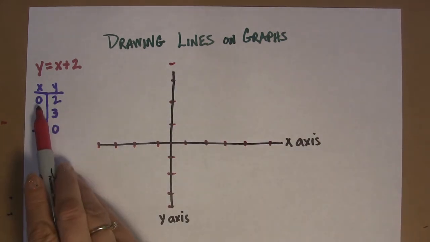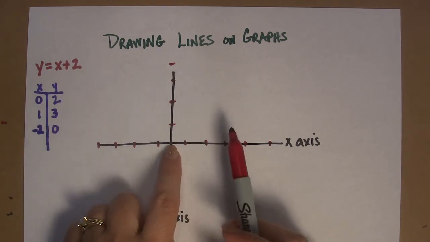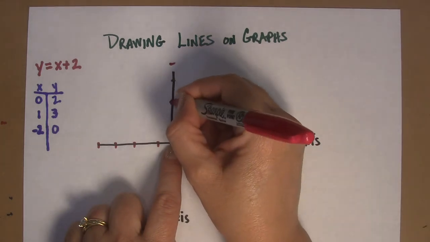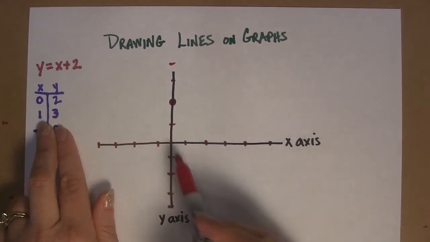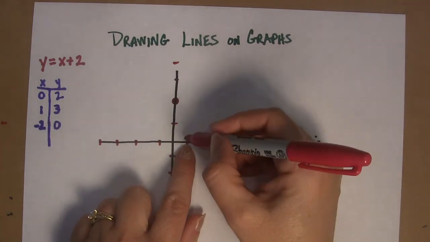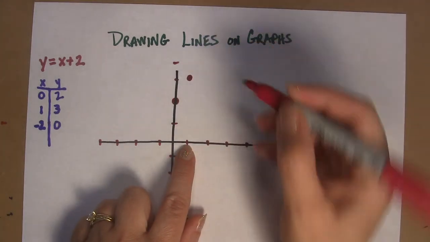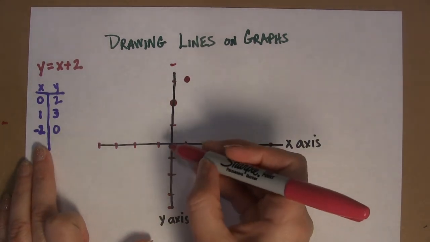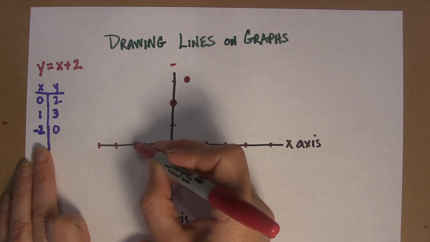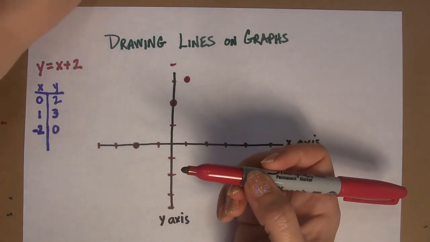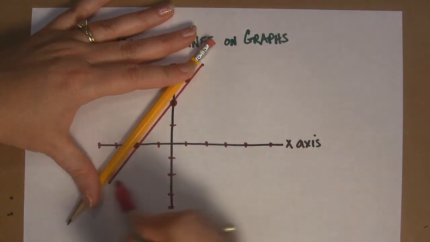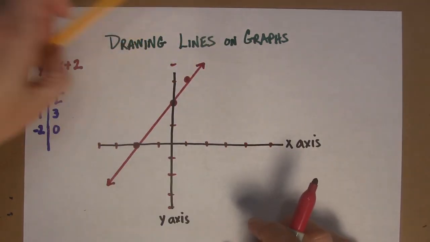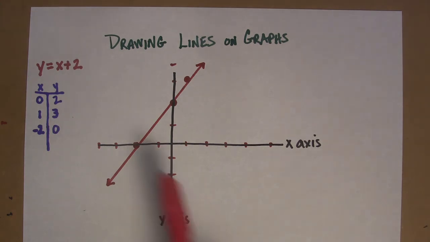Okay, so this first pair is when x is 0, y is 2. That's my first pair, 0, 2. My second ordered pair is 1, 3. So when x is 1, y is 1, 2, 3. And here we have when x is negative 2, y is 0. So basically our line goes like that. I have just plotted my first line. That is my y equals x plus 2 line. Isn't it nice looking? Yeah.